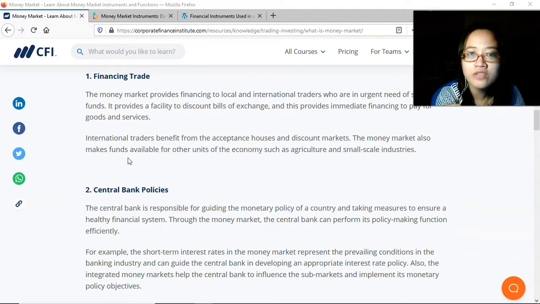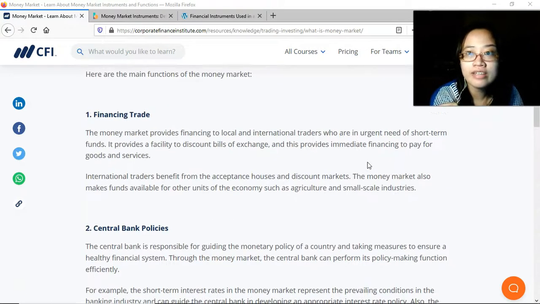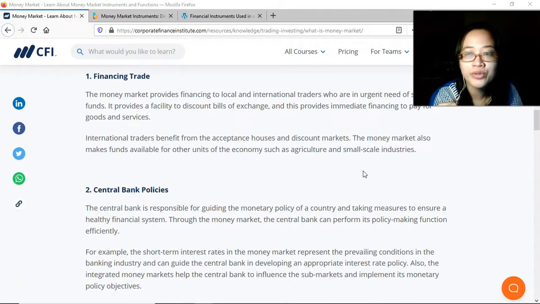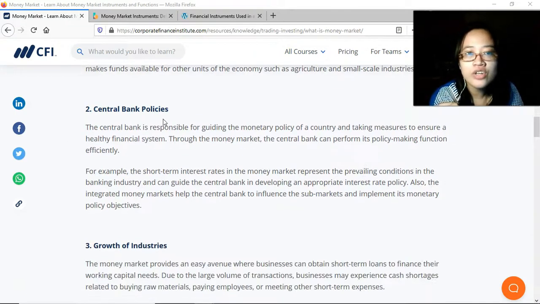The money market also makes funds available for other units of the economy such as agriculture and small-scale industries. Okay? So for businesses na meron namang nag-i-issue ng mga ganitong securities, businesses who can issue this type of security, then they can raise small capital lang for immediate need lang naman nila. Okay? So, ayun, financing trade kasi yung proceeds from the sale of these types of securities pwedeng gamitin in their operations.